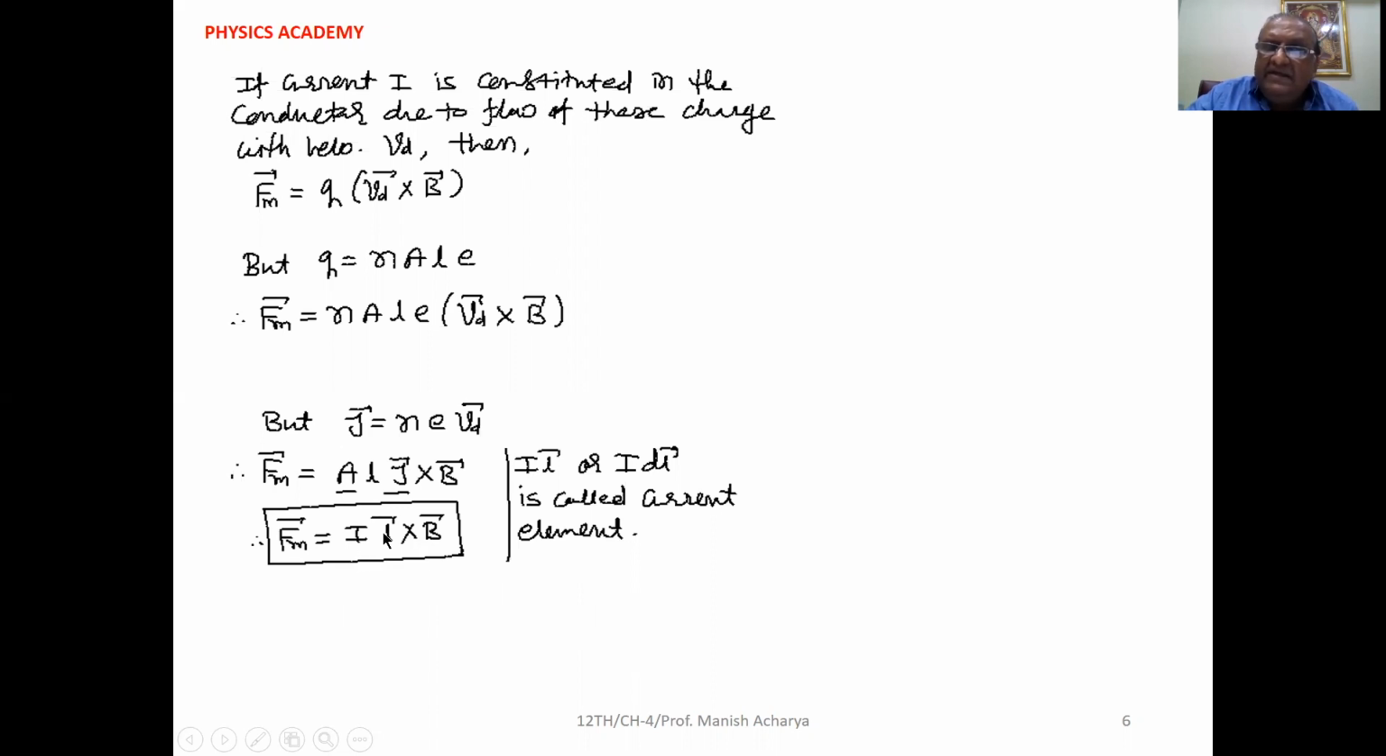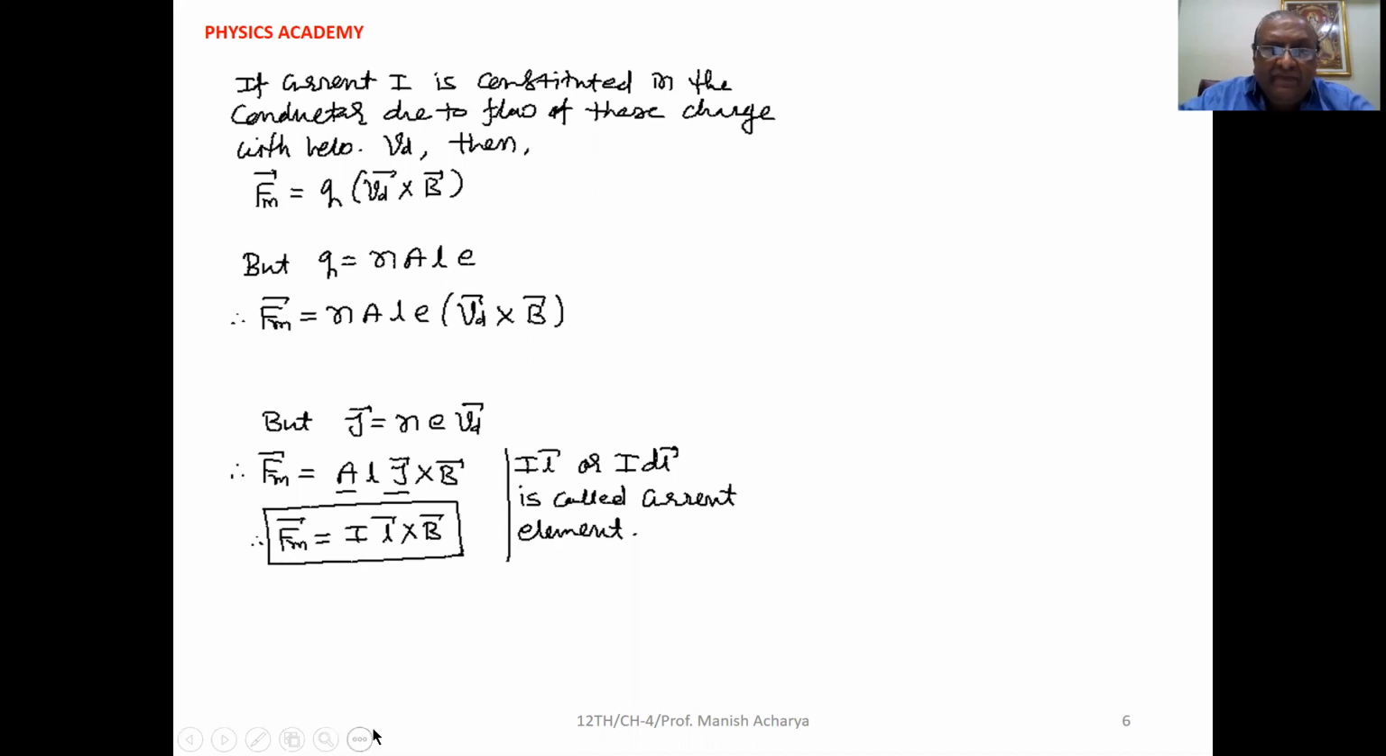Here IL, or suppose in some cases we consider an infinitesimally small line element of the conductor, then we can write I dl. So this product of I and L or I dl is called the current element. And when we consider the current element, at that time we have to take care about this thing. We have to consider the line element or the length of the conductor that is perfectly parallel to the direction of the flow of current.